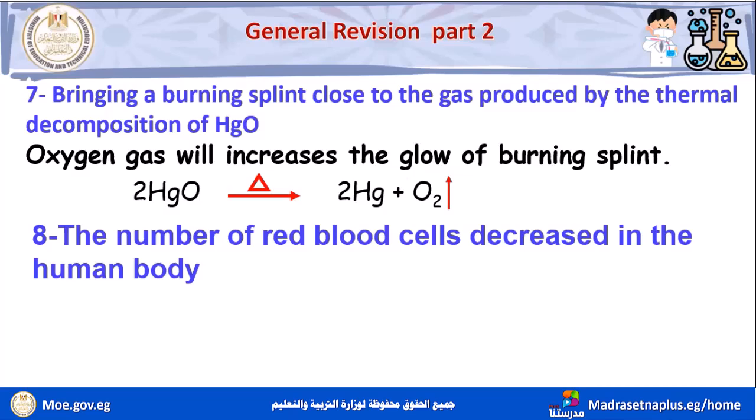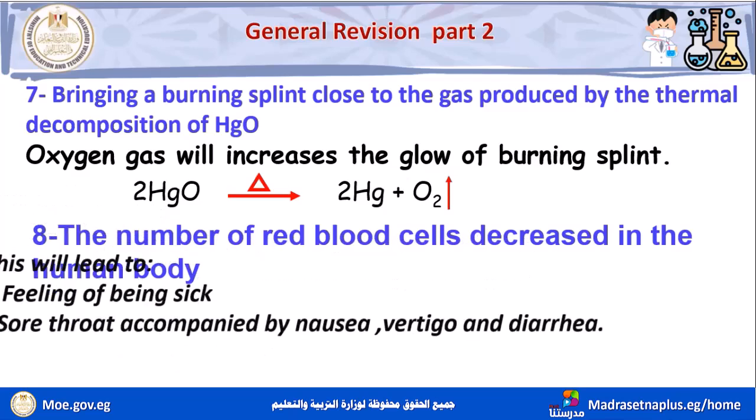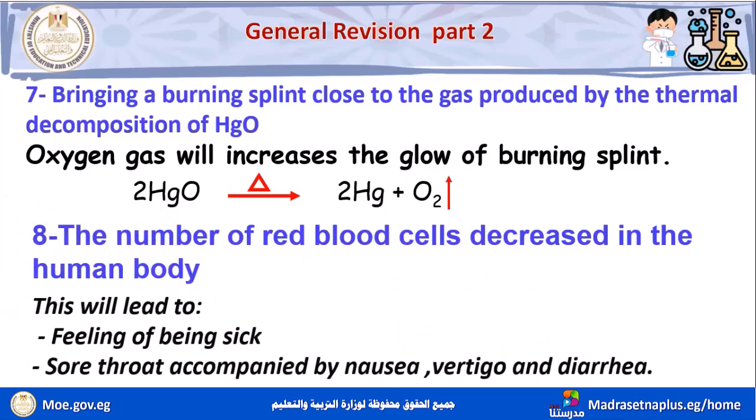Question number 8: the number of red blood cells decreased in the human body. This will lead to a feeling of being sick, sore throat accompanied by nausea, vertigo, and diarrhea.